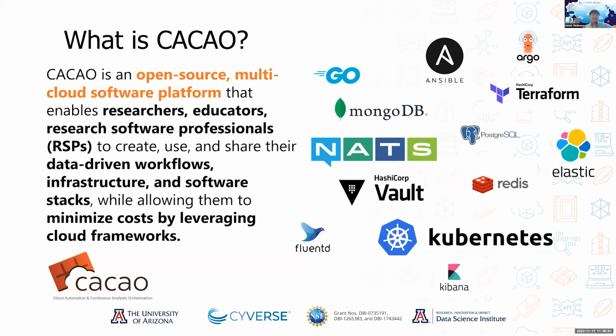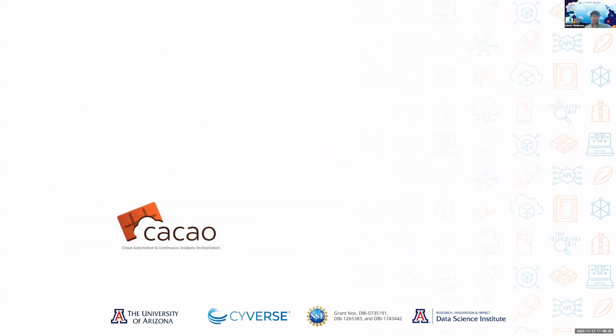So CACAO is an open source multi-cloud software platform targeting researchers, educators, and research software professionals to help them manage their data-driven workflows, infrastructure, and even complex software stacks, with the primary goal of minimizing costs by leveraging cloud frameworks. So CACAO is cloud native with some of the technologies that you see on the right-hand side. And our goal is to expose these capabilities to users.